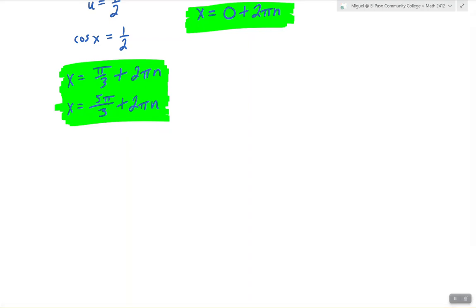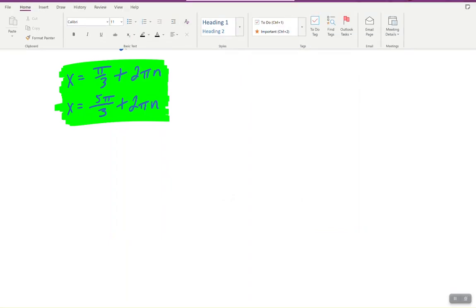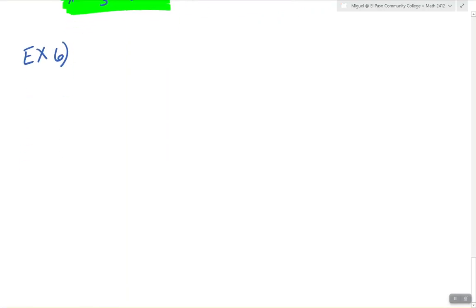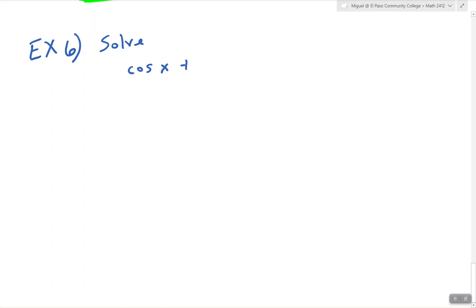All right, a second part of 5.3. This time we are solving: find all solutions of cosine of x plus 1 equals sine of x. And we do have an interval.